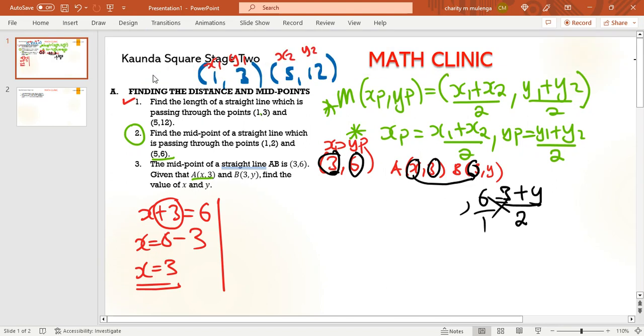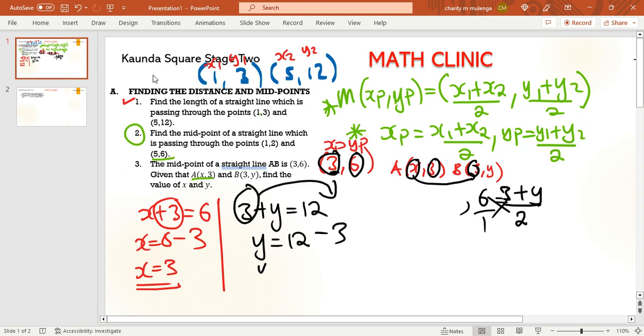So introduce a 1 and cross multiply. 1 times 3 plus y, that is 3 plus y. 6 times 2 gives us 12. Okay. How do you find the value of y? You take 3 to the other side, it changes to negative. So 12 minus 3 gives us 9. So we found the value of x and we found the value of y.